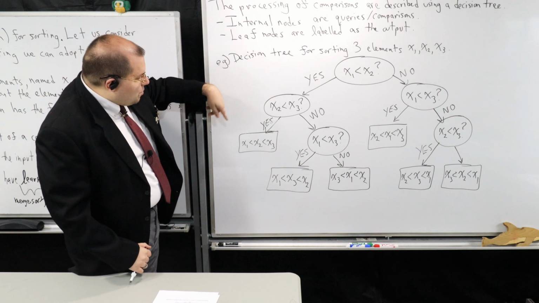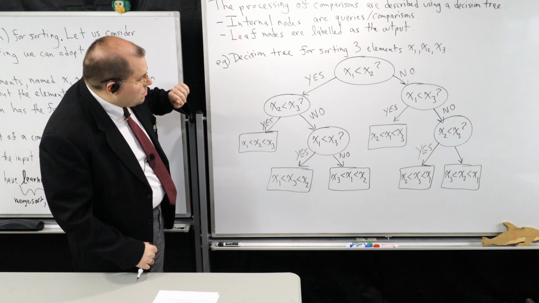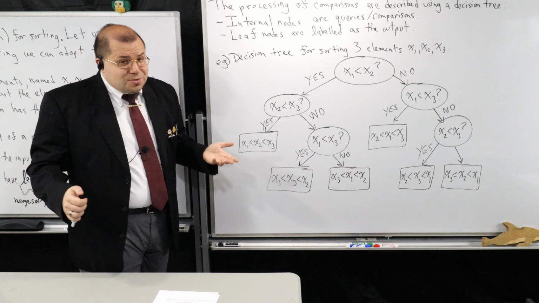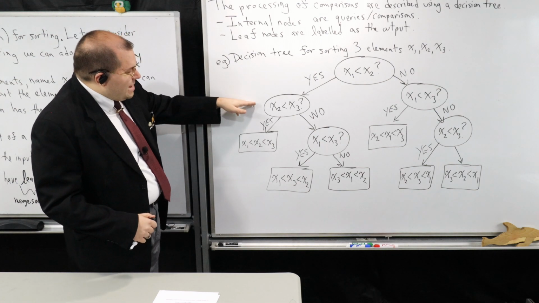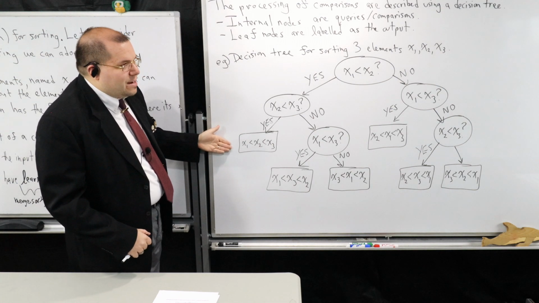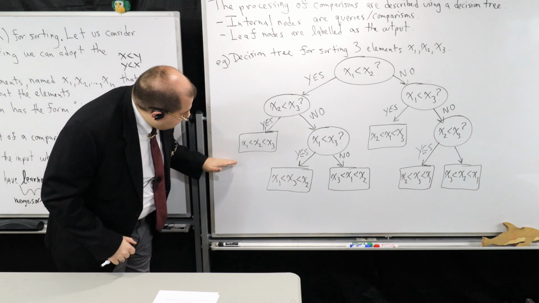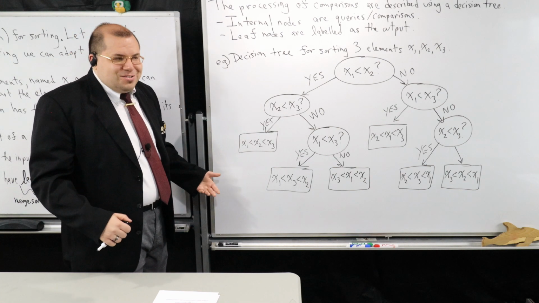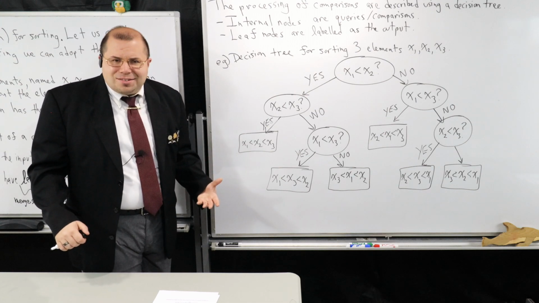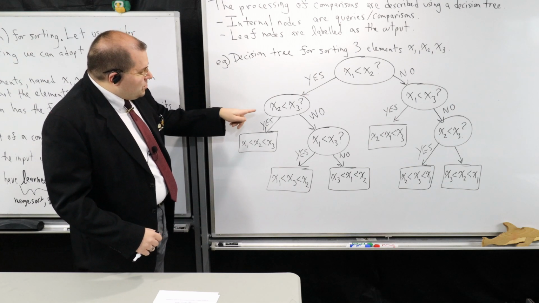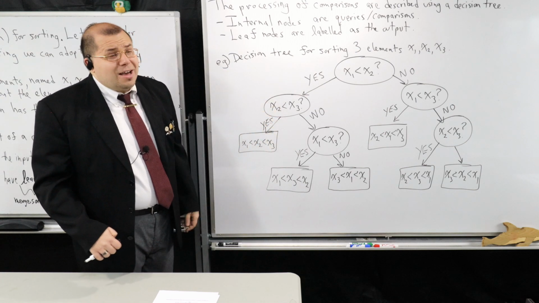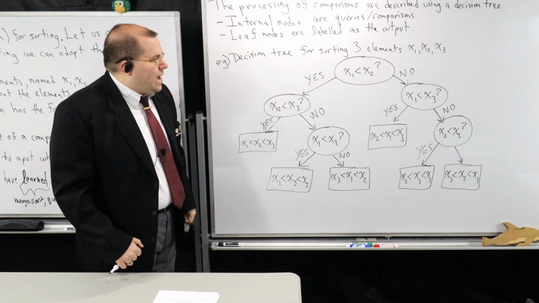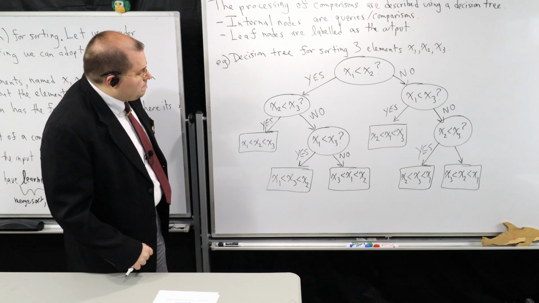So if I say yes twice, x1 is less than x2, and if x2 is less than x3, then I know right away that x1 is less than x2 is less than x3. So this is in fact the ordering that will give me the array sorted. Is everybody okay with that so far? However, I must stress that if you get a no, you might have to ask more questions to figure out if you have the array in sorted order.